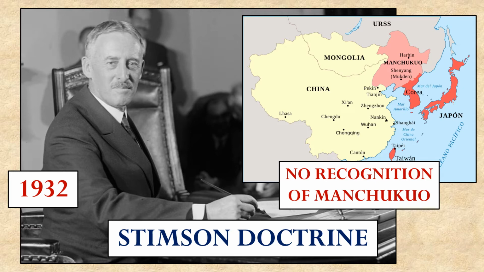After the Japanese invasion of Manchuria, the official U.S. policy, which became known as the Stimson Doctrine, named after the Secretary of State of the United States at the time, a man named Henry L. Stimson, was that the United States would not get involved in directly contradicting Japan's invasion of China, but it would not recognize what Japan had created there.